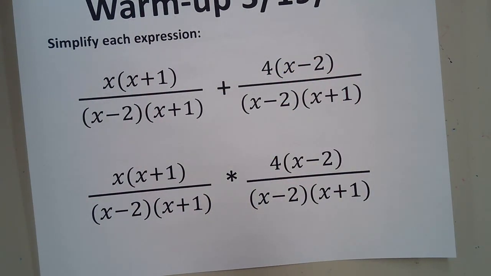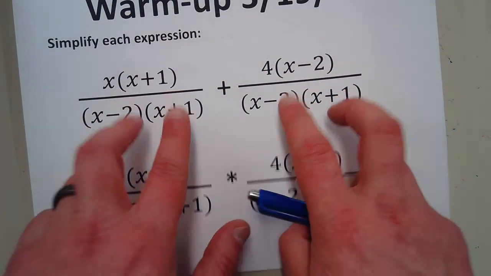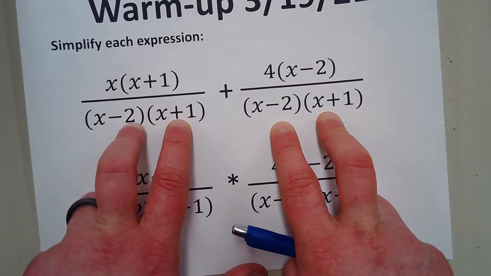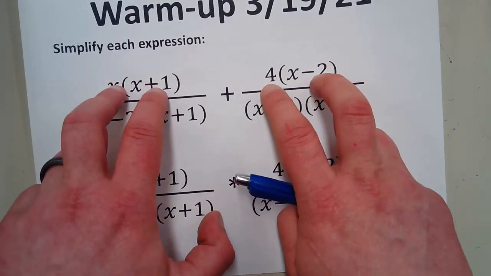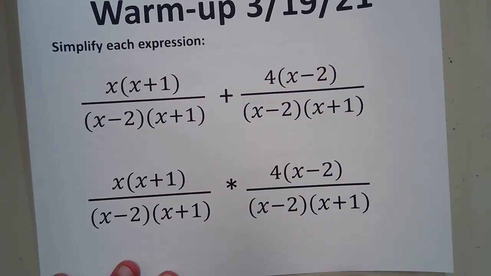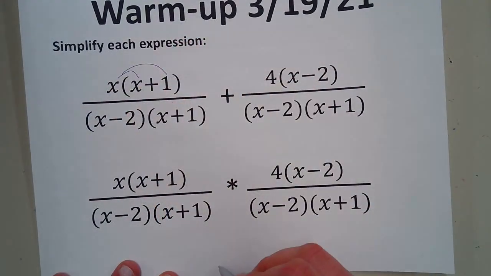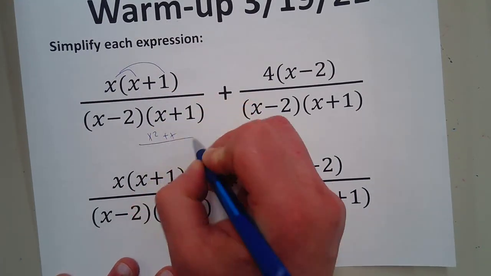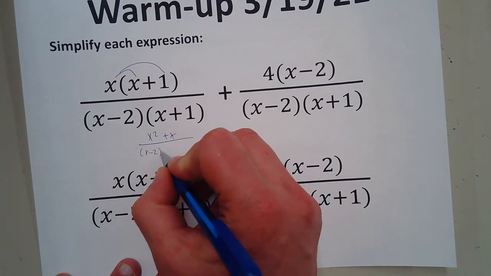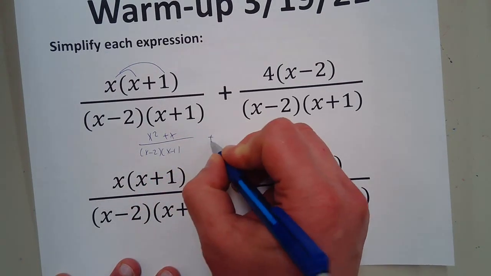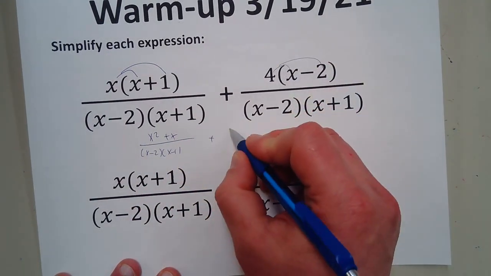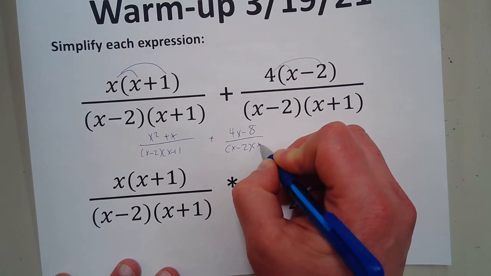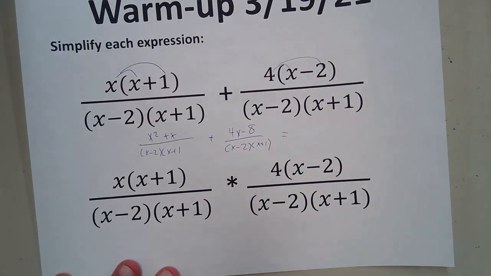Now, these are both pretty easy level problems because right here, you notice this is a common denominator already. We don't have to change anything. So we can go right to adding our numerators. We do need to distribute those, though. So if we distribute, this one would be x squared plus x over our denominator. And we're going to add that to, go ahead and distribute this one out. That'll be 4x minus 8 over the same denominator. Cool. And now they can be added.